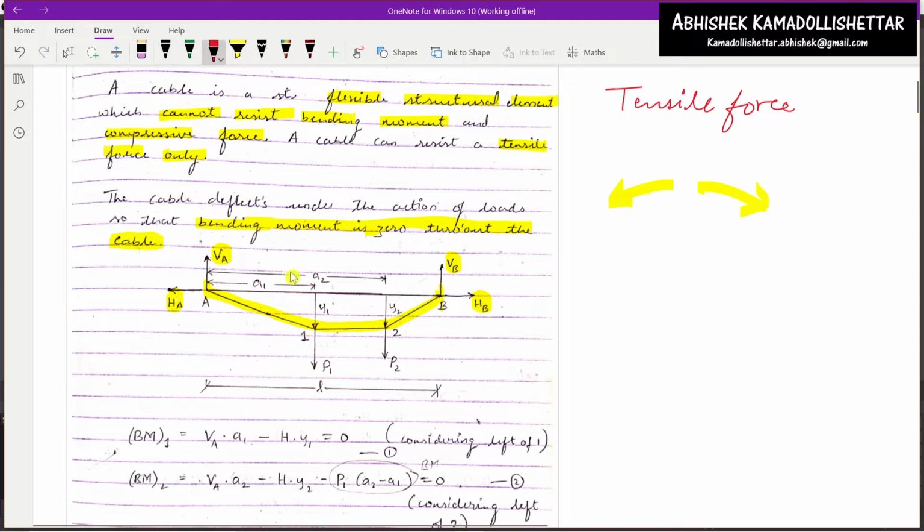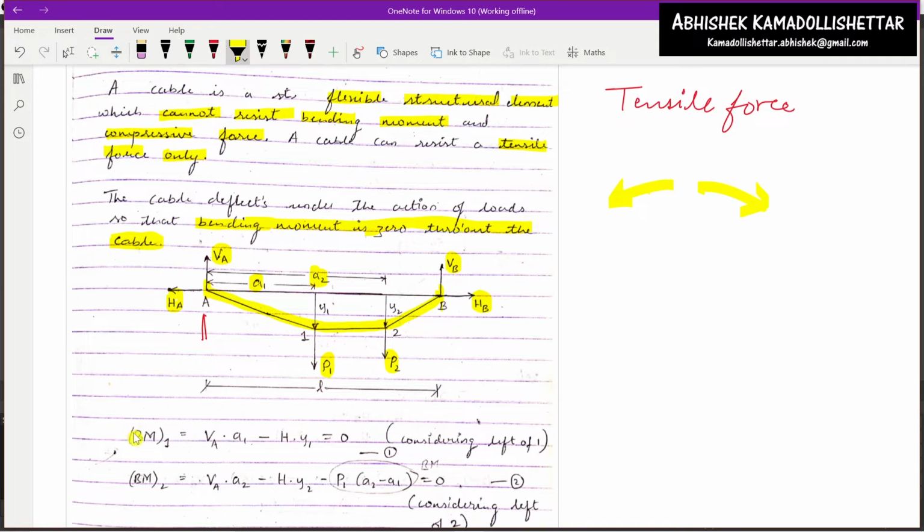Whenever a cable is loaded, here the load applied is P1, and for example one more unequal load P2, meaning P1 is not equal to P2. Now you can observe the deflection at location 1, which is Y1, and the deflection at location 2, which is Y2. The distance of load P1 from support A is A1, as given in the figure, and the distance of load P2 from point A is A2. Now let us see what we can do.